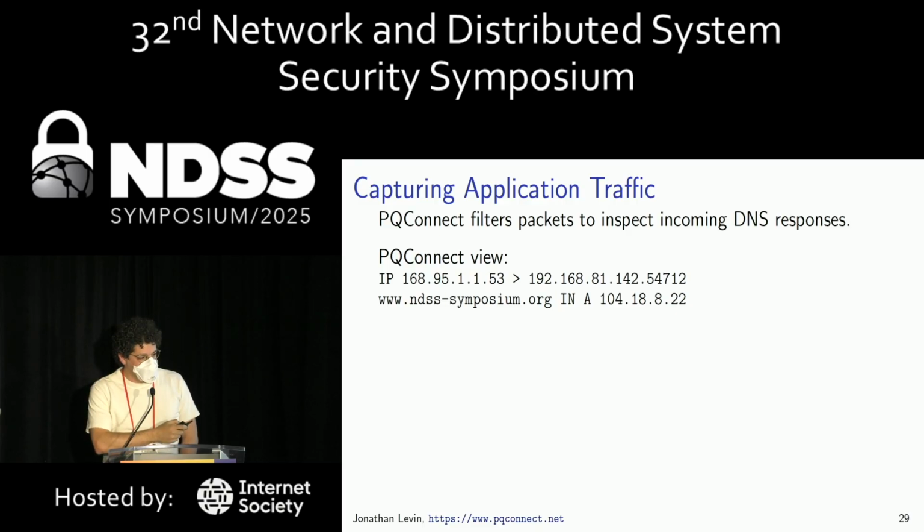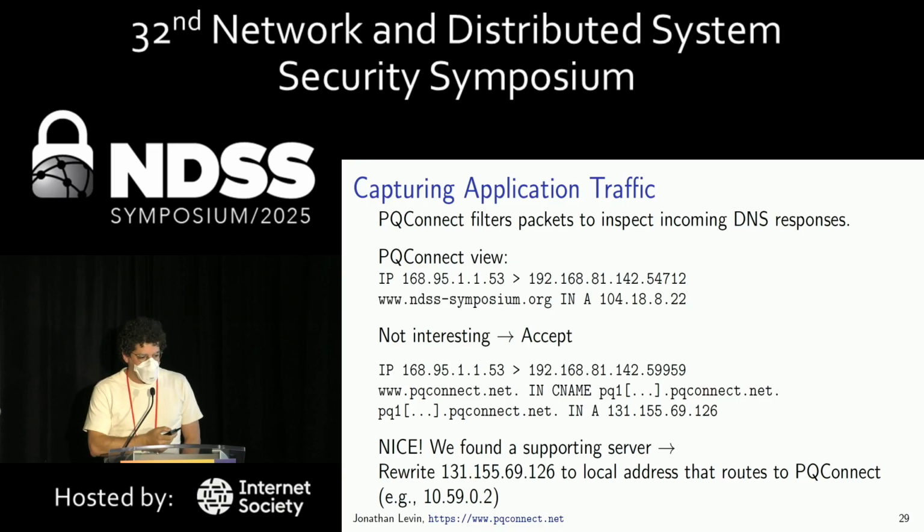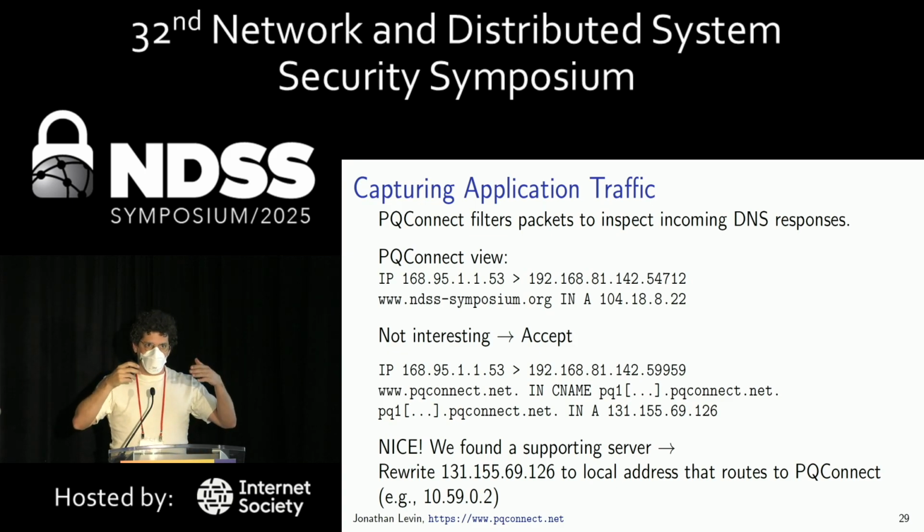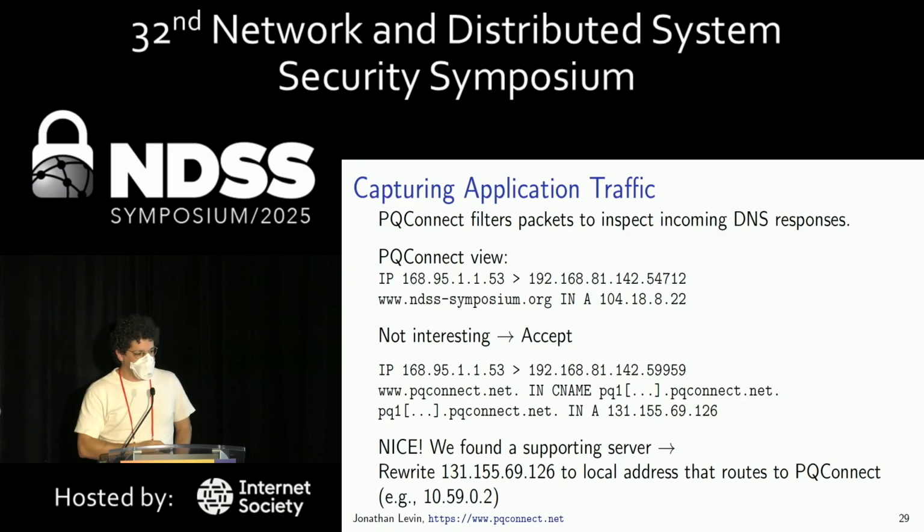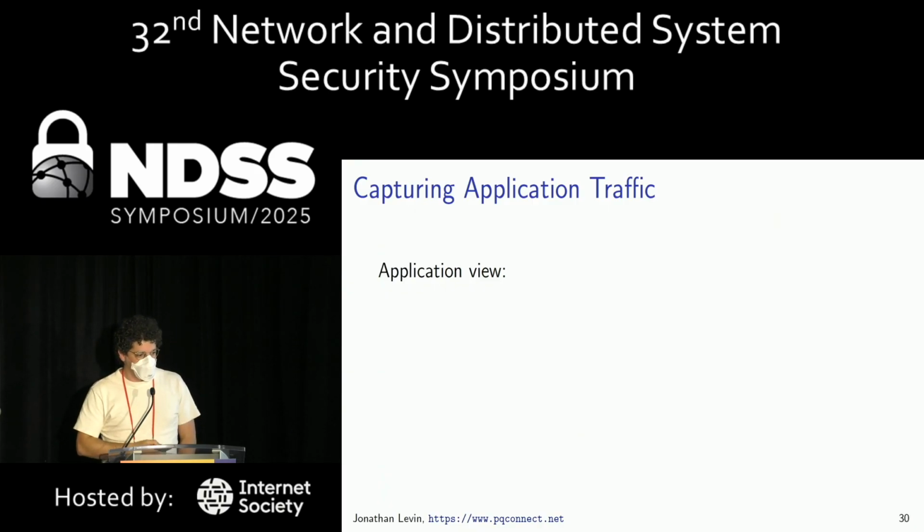The thing I wanted to say on this slide is that we can efficiently route traffic to PQConnect by doing a sort of network address translation on the DNS response that's returned. So we get the actual IP address, but we rename it to something that routes to our application. And that's how we can protect all of the traffic between client and server when we discover it's using PQConnect.